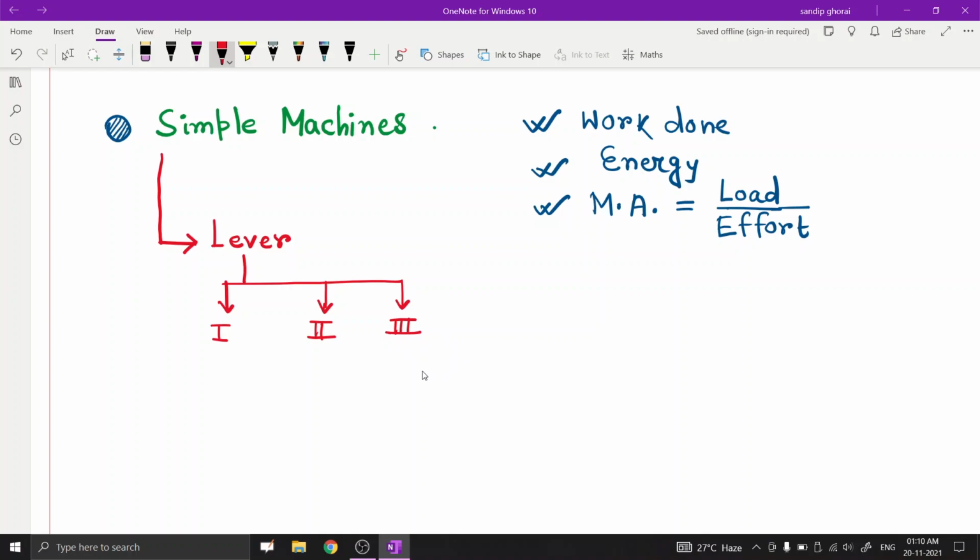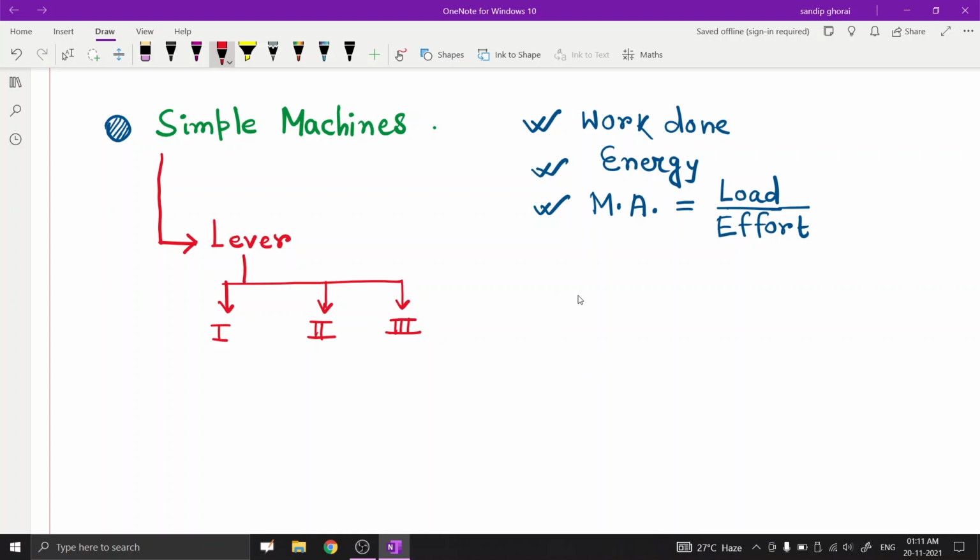Now the question is, what is the difference between class 1, class 2 and class 3 lever? For class 1 lever, the fulcrum lies between the effort and load. For class 2 lever, the load lies between effort and fulcrum, and for class 3 lever, the effort lies between the load and fulcrum.